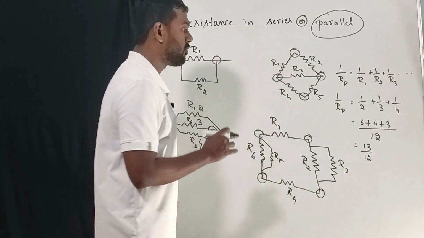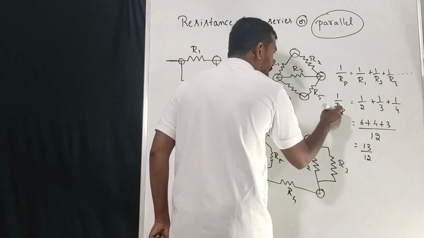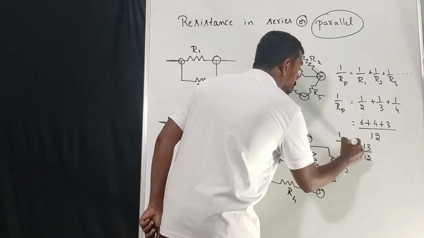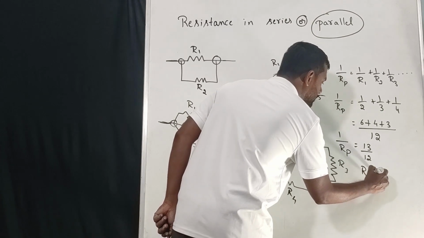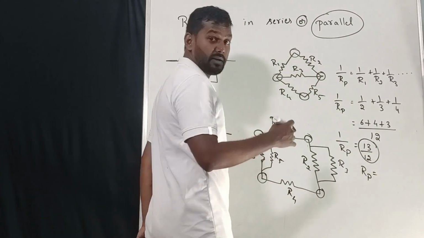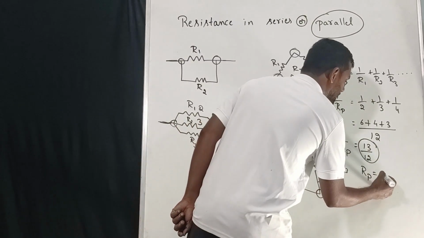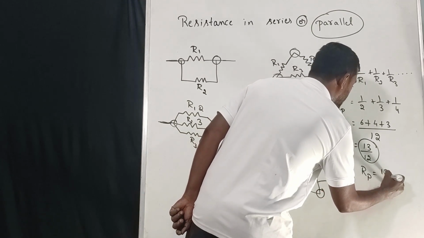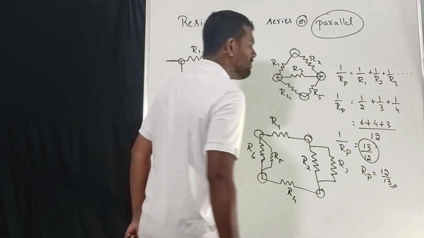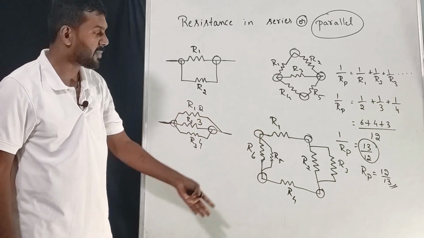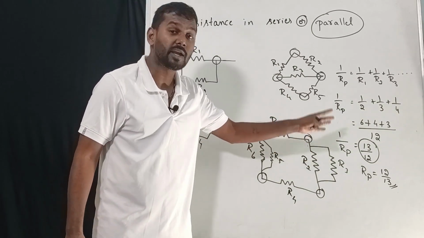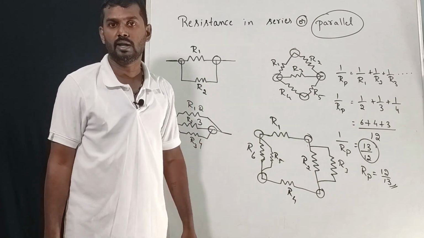Correct? No, completely wrong. Why? Because we are not finding RP, resistance in parallel. We are finding 1 by RP. So to find RP, we have to take the reciprocal of this value at this final step. That will be 12 by 13. To find the resistance in parallel, few students will forget to take the reciprocal at the end.